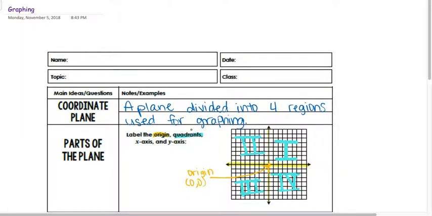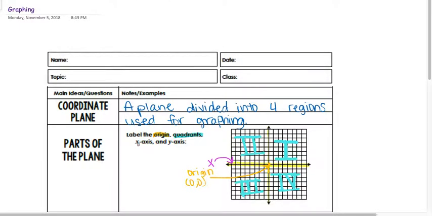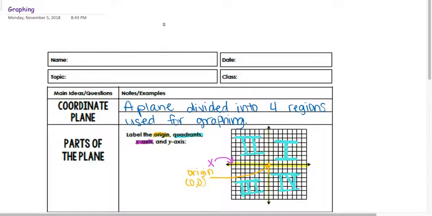Now let's look at the x and the y-axis. Your x-axis is right here. That's your x-axis, and it is this line right there that goes horizontal, which goes left and right from the origin. So I'm going to highlight that. If highlighting helps you, please do it. We've got highlighters there in the class. So then, let's see, what color have I not used? Let's go with green.